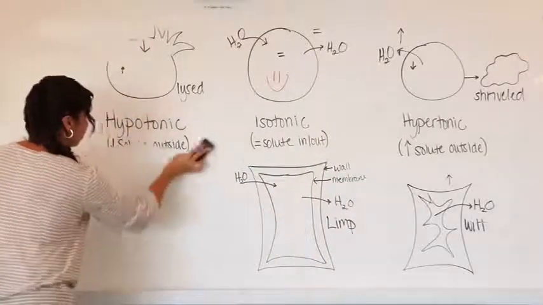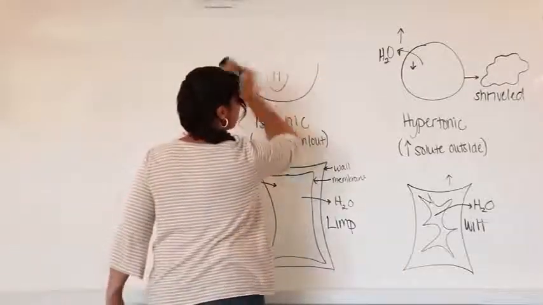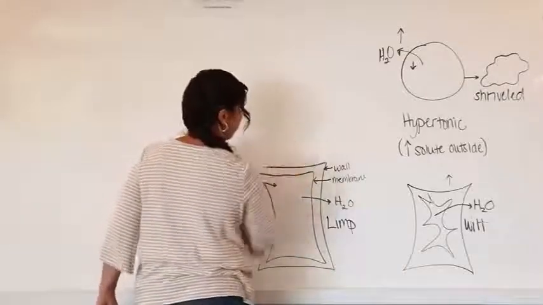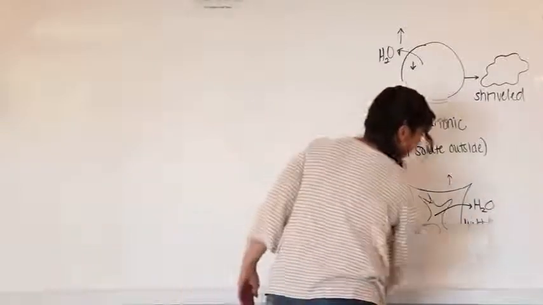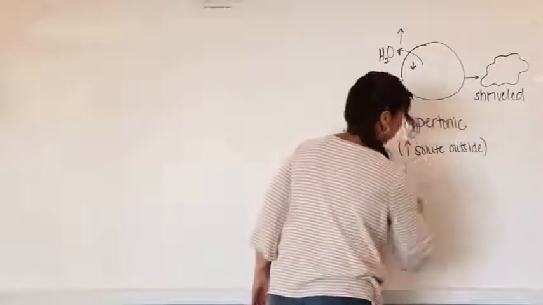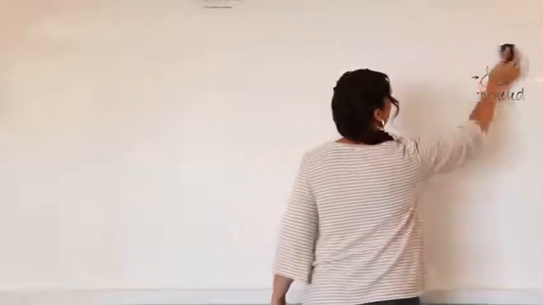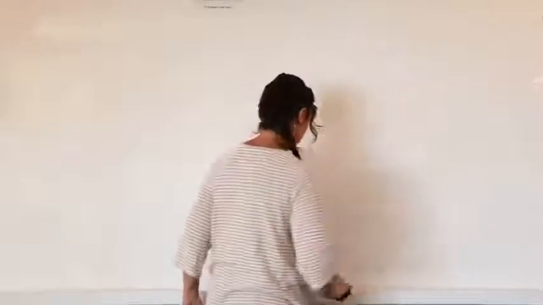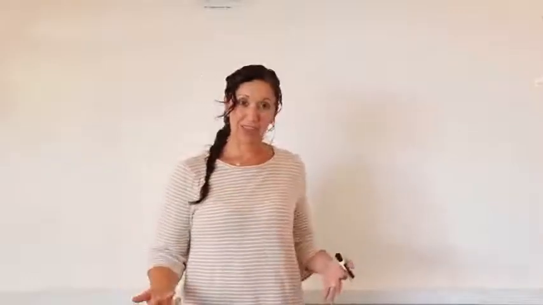So big number 2 in your notes. Number 1 was passive, so number 2 is active transport. Now you could probably already assume what the definition for active transport is, and you're probably right. If passive transport is the transport of molecules across the membrane without the use of energy, active transport is transport across the membrane requiring the use of energy.